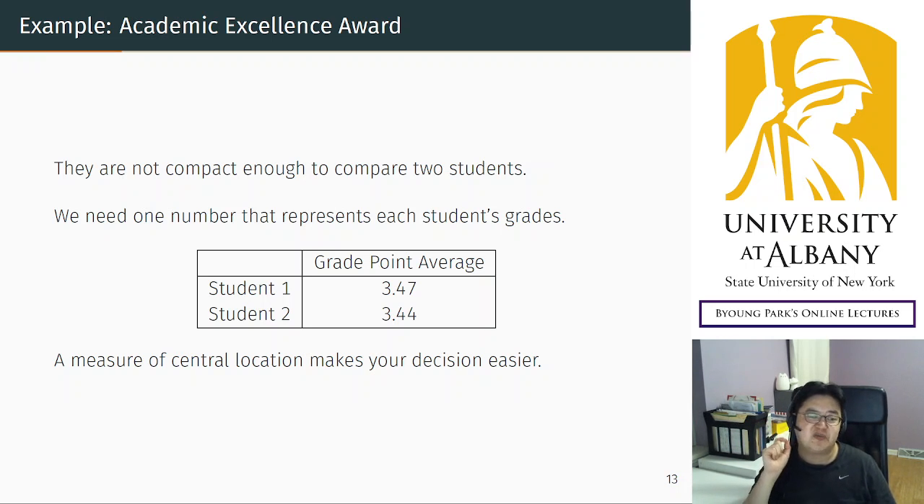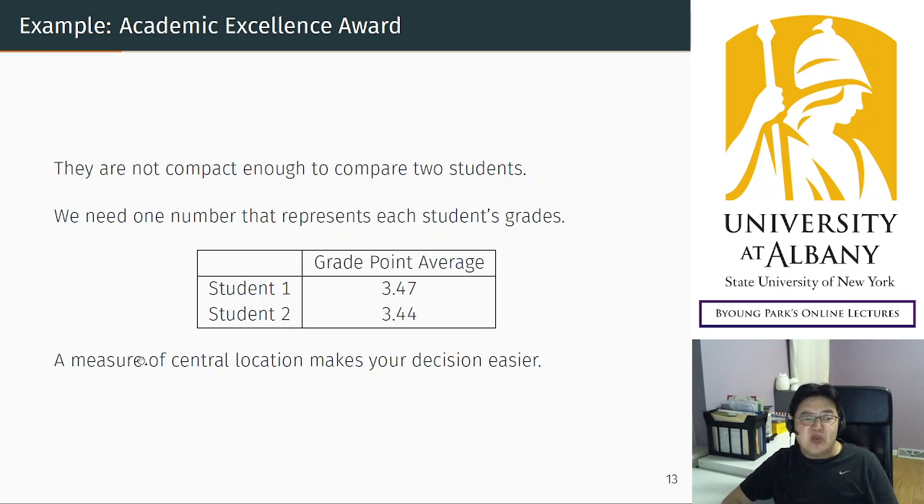So always, average is a very powerful, simple but powerful tool to summarize data, and as a result, it makes your decision better and easier, right? So it simplifies your decision. And by the way, we use the average as an example. I told you average summarizes the data into one number, but it doesn't need to be the average, as long as it represents the data.